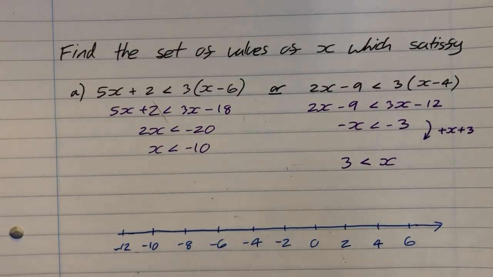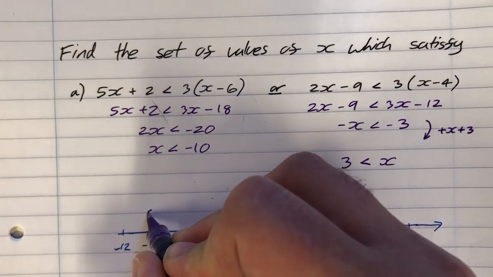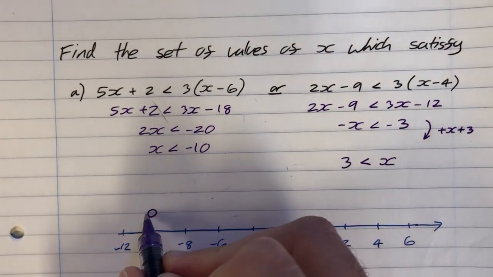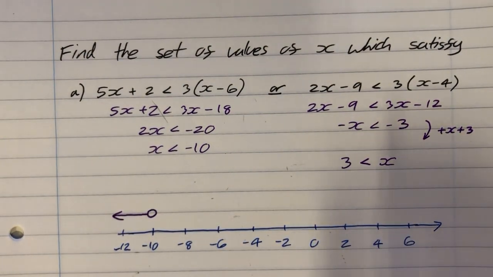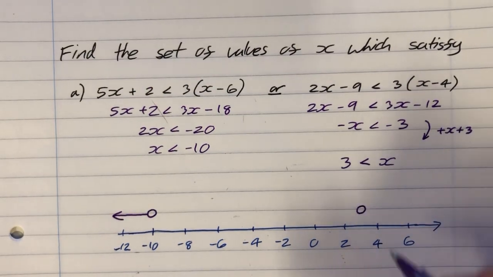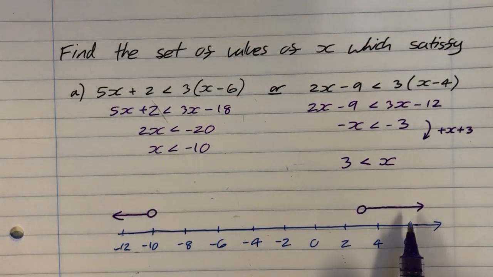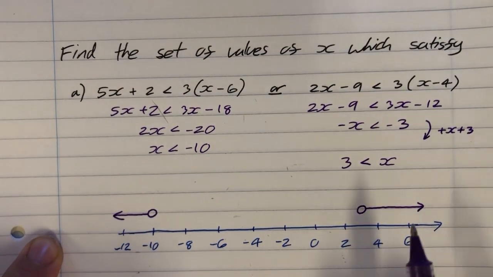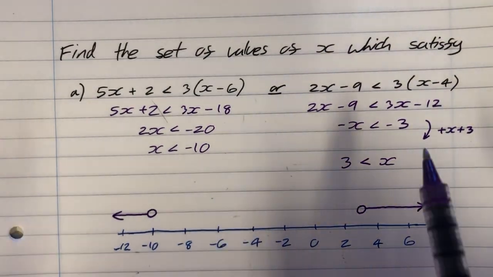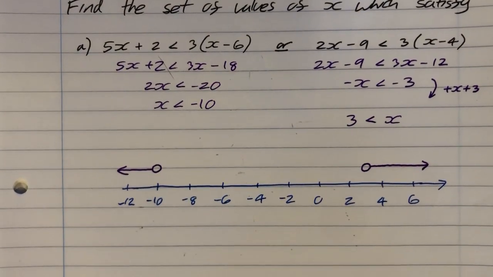Okay, so x is less than minus 10. So that's going to be a hollow circle because we're not including minus 10. And we want less than, so that's going to be to the left. And here we want x is greater than 3. Don't include 3, so we want a hollow circle at 3. And we want it to the right because it's greater than. And now we can see the solutions then are all the real numbers except for any numbers between minus 10 and 3. So any number down here or any number up there will satisfy one of those inequalities. And because it's separated by the word or, it only needs to be one.